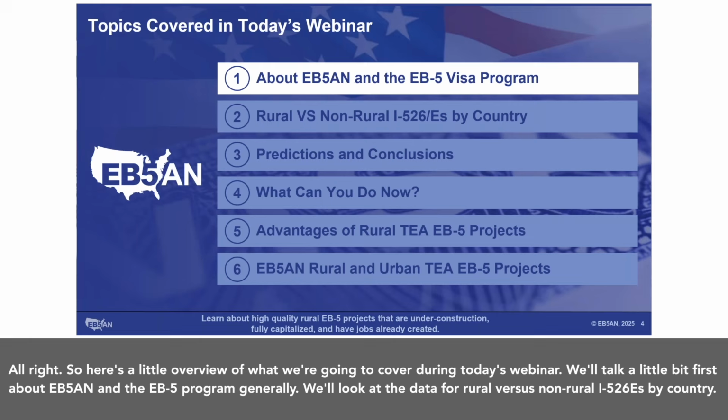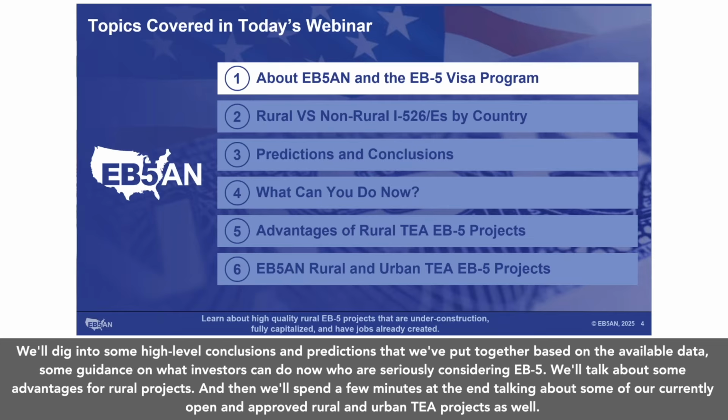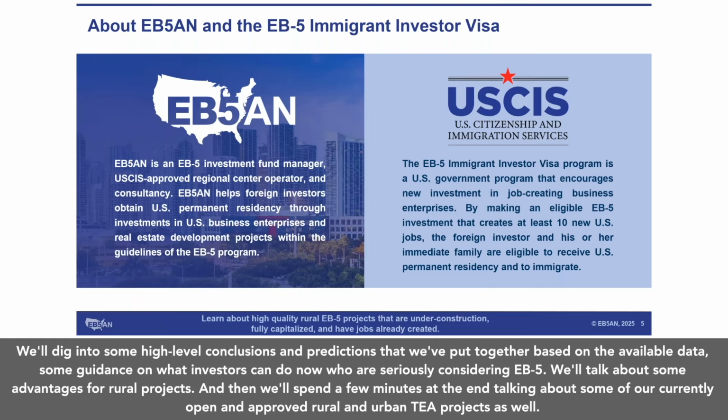All right, so here's a little overview of what we're going to cover during today's webinar. We'll talk a little bit first about EB-5AN and the EB-5 program generally. We'll look at the data for rural versus non-rural I-526Es by country. We'll dig into some high-level conclusions and predictions that we put together based on the available data. Some guidance on what investors can do now who are seriously considering EB-5. We'll talk about some advantages for rural projects, and then we'll spend a few minutes at the end talking about some of our currently open and approved rural and urban TEA projects as well.